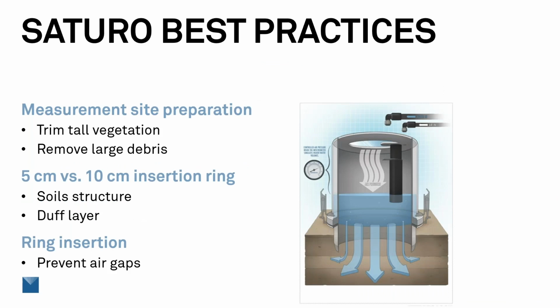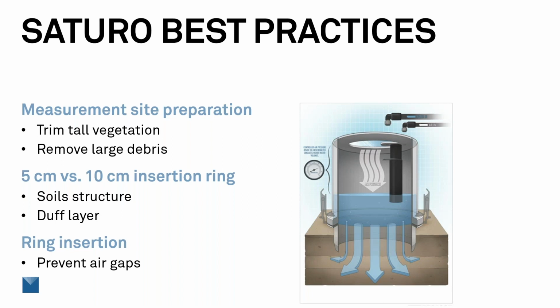So now we've got our site selected. It's time to start actually preparing the site for the measurement. One of the first things we're going to want to do is trim any tall vegetation to keep it out of the device, so it doesn't cause too many issues with the sensors and the measurement. I typically recommend going out with some hedge trimmers or clippers to trim down any of the tall vegetation, at least down to about 3 or 4 inches.